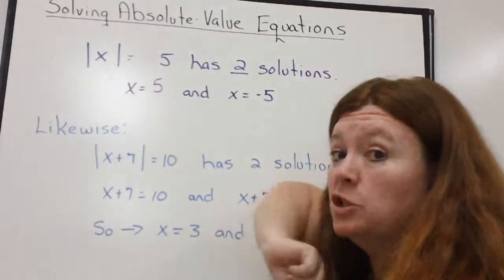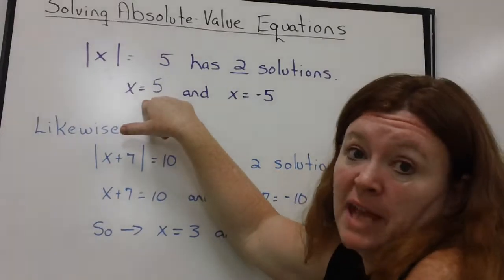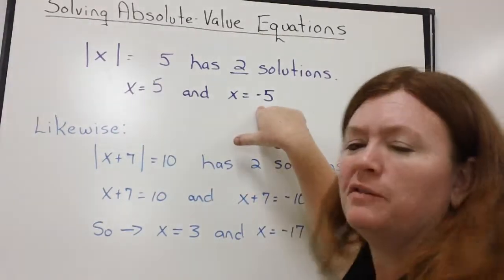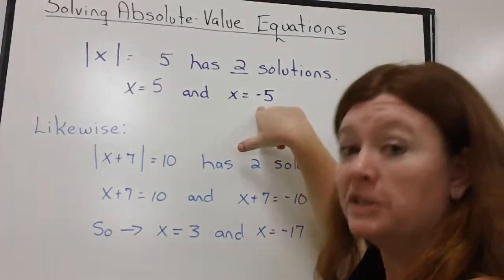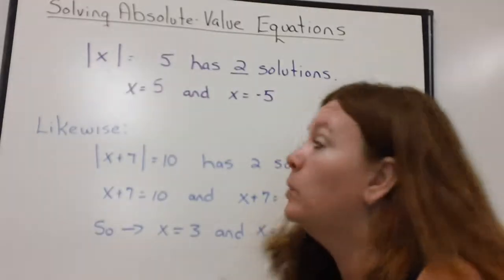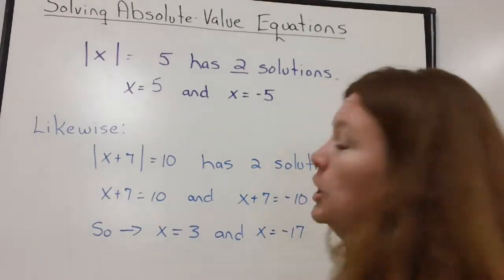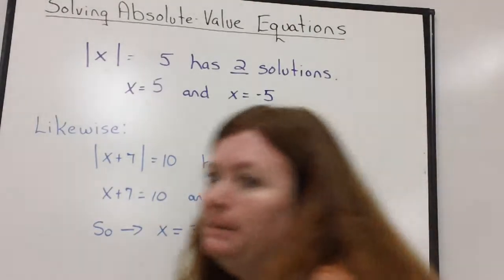Well, there's actually 2 solutions that will work. The first one is 5. The absolute value of 5 is 5. The absolute value of negative 5 will also give me 5. So you have to keep that in the back of your mind that when you have an absolute value, you're going to have 2 solutions. Usually, not always, but many, many times.